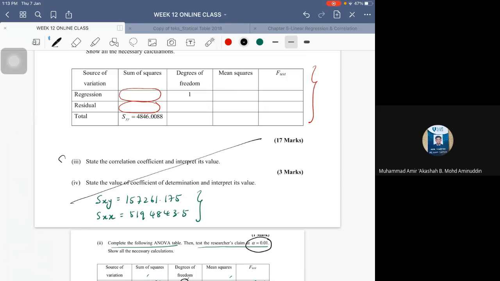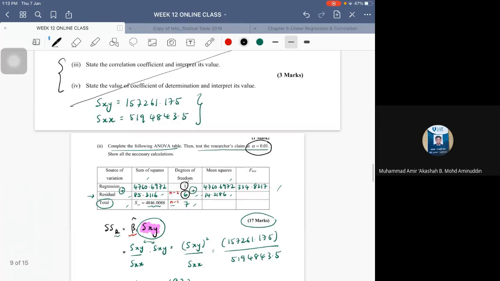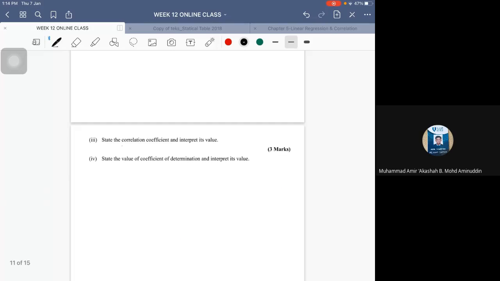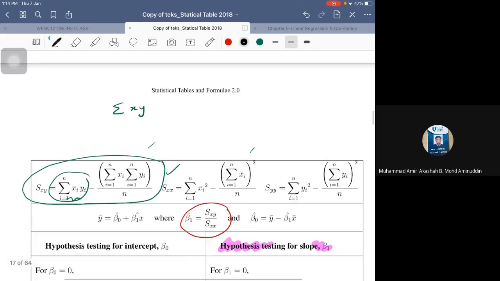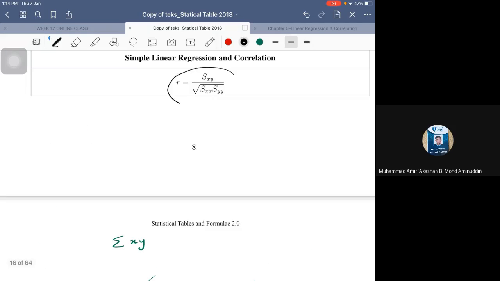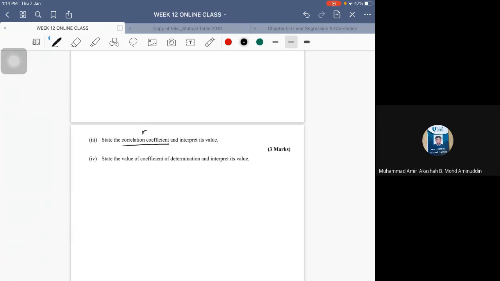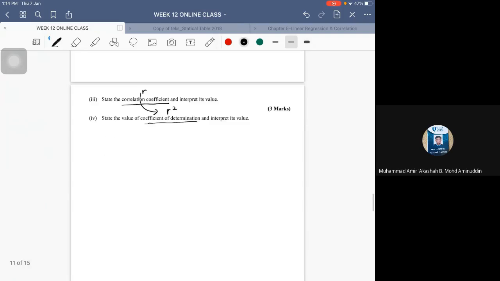This next question is just asking you for the correlation coefficient, R. So how do we calculate R? We have seen this last week that R is calculated by using this particular formula right here. So I'll leave it to you to do it on your own. The same goes for the coefficient of determination, R square. When we square this value, you will get the value of R square. Those two, I'm going to leave it to you to do on your own.